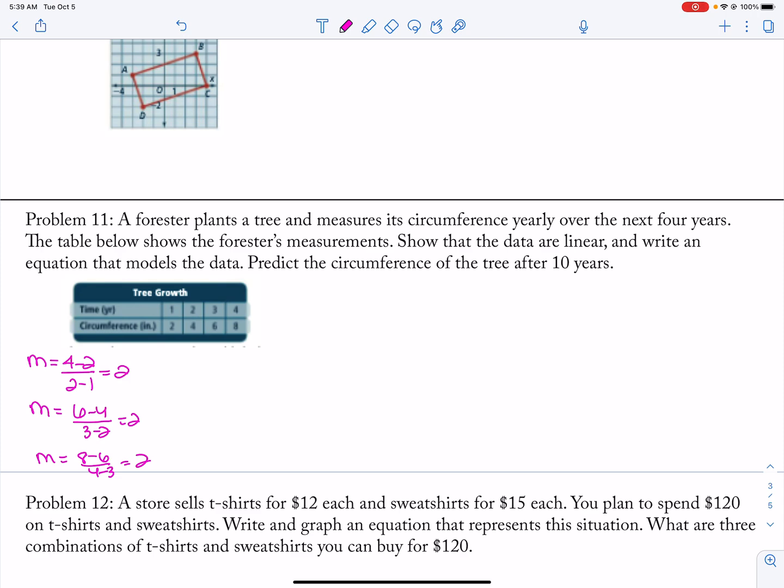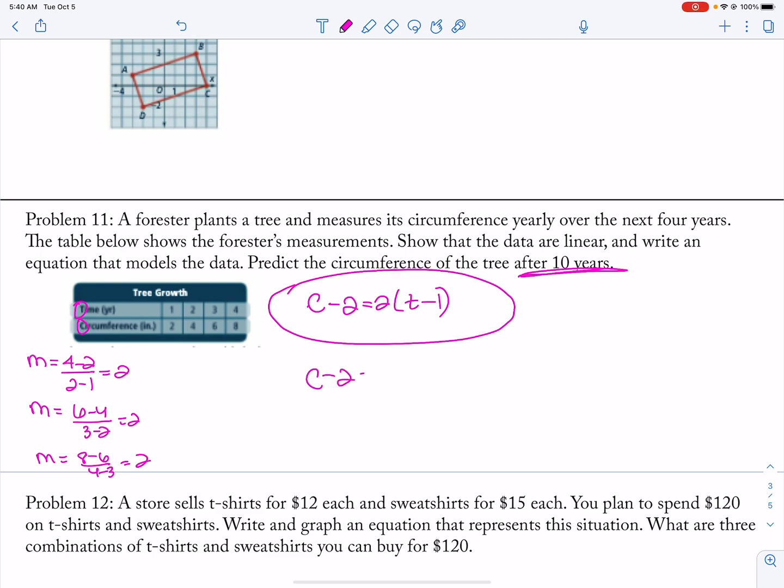So I can use point slope form. It doesn't say anything about variables. I could use C and T. That would be kind of nice, just for a change of pace here. I'm going to use point slope. So C minus 2 is equal to 2 times T minus 1. That's my equation.